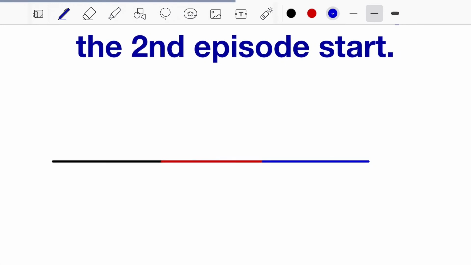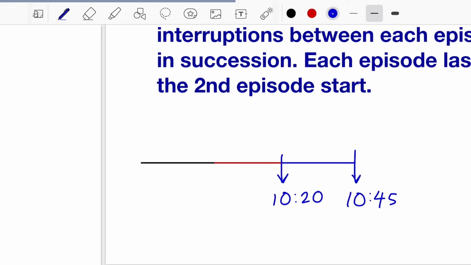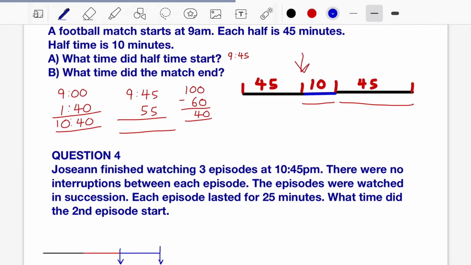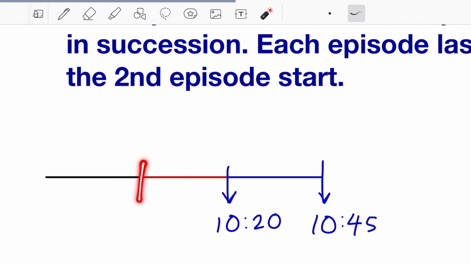So right here, we know it's 10:45. So if we want to determine the end of the second episode, we know we go back 25 minutes. 10:45 take away 25, that will be 10:20. And what are they asking us for? What time did the second episode start? So that would be right here.